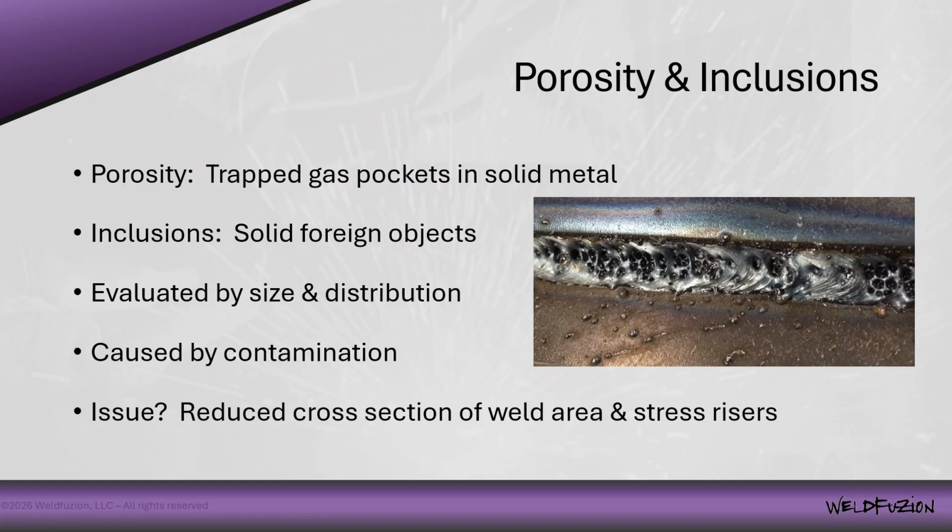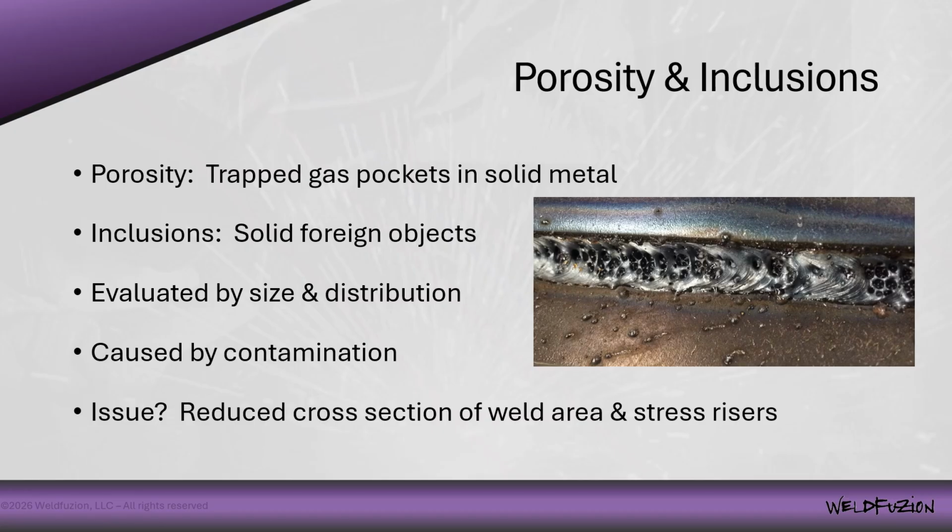Now let's analyze porosity and inclusions. Porosity is trapped gas bubbles or pockets in solidified weld metal. Inclusions refer to solid, metallic, or non-metallic objects solidified in the weld metal. Both are evaluated based on size and distribution because they reduce the cross-sectional area of the weld and thereby reduce the strength, right? Where you see porosity or inclusions, there's actually less weld there, so it makes it weaker, not as strong in that area.